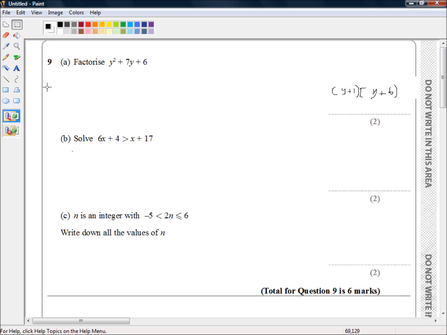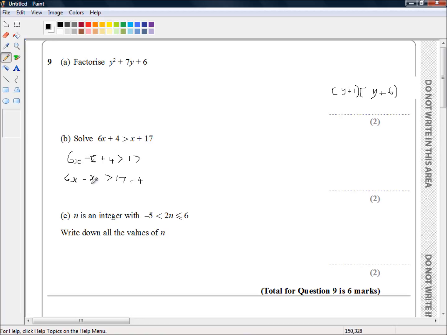But we don't have to multiply through by -1 in this. We're just subtracting x from both sides. So let's do that. So that's 6x minus x plus 4 is greater than 17. And if we subtract 4 from both sides, 6x minus x is greater than 17 minus 4.